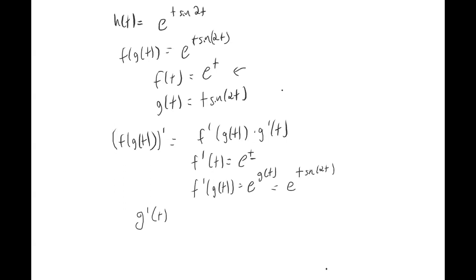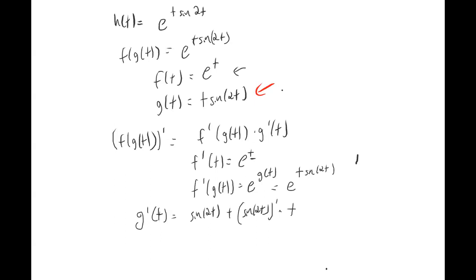What's g prime of t? What rule am I using now to find this? Product rule. Okay. So the derivative of t is 1, so this is sine of 2t, and then I'm adding whatever the derivative of sine of 2t is, times t. It's product rule.